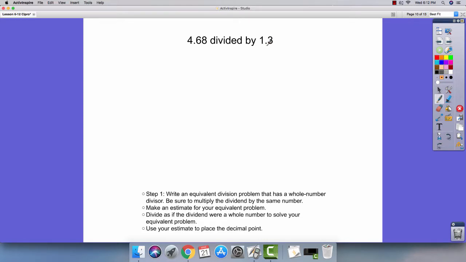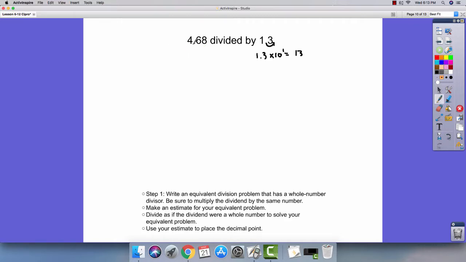Well, what can I do to get 1 and 3 tenths to a whole number? Well, the decimal point just needs to move over 1 place. So I can do 1 and 3 tenths times 10 to the first power and get 13 here. Now, whatever I do here, I also need to make sure I do over here so I don't change the problem. All right, so this, my dividend, also needs to be multiplied by 10 to the first power, okay? I need to make sure that both sides are equal.